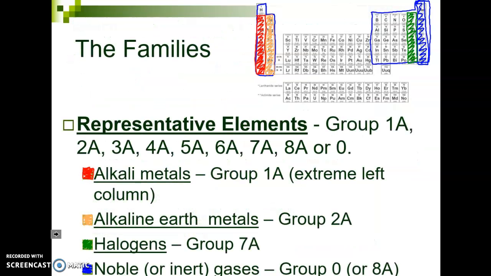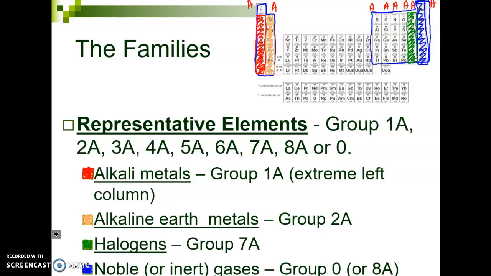So let's classify the elements. Those groups or families have names, and I want you guys to know the names of those. We call those in group A, so I'll write them up here, A. It'll be 1A, 2A, and then it goes all the way across to the noble gases. Those are the representative elements, group 1A through 8A.